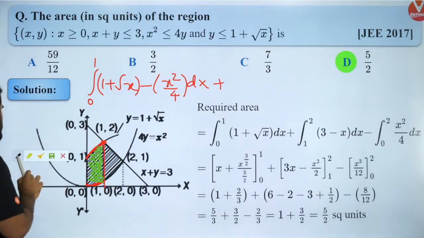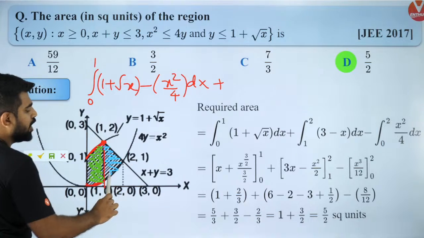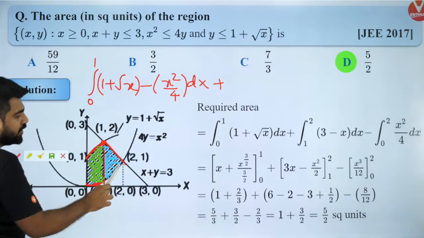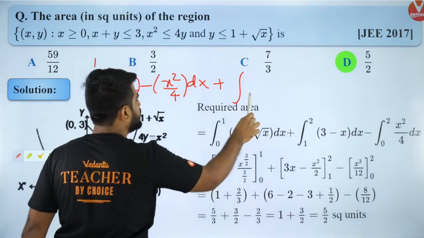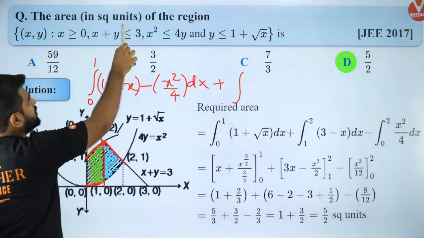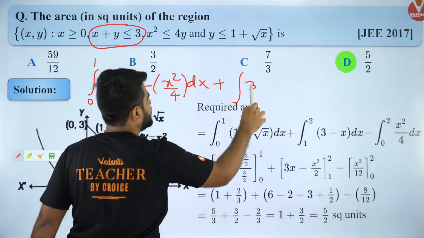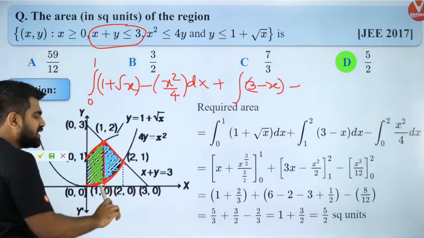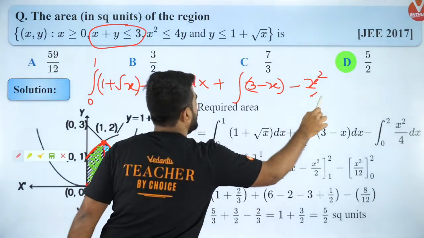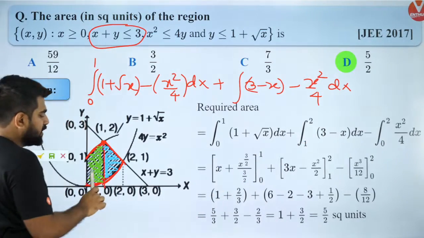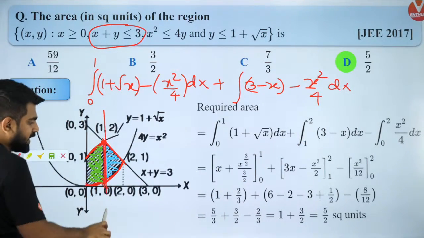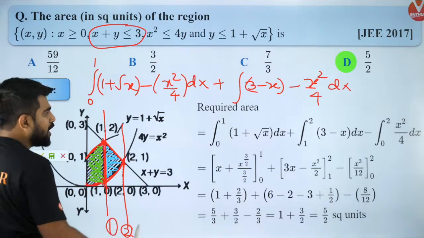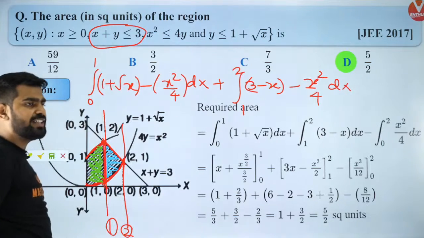Now to find the blue color area, how do I find it? Because you have to understand, Girish, the top function is changing. The top function is going to be x plus y equal to 3, so y is equal to 3 minus x. That's the top function minus the bottom function. The bottom function is still the same, which is x square by 4. But the limits of the integral will be from 1, I am starting from 1, to this point of intersection, because beyond that, nothing is there. So from 1 to 2, I have to integrate. Did you get it, Girish?